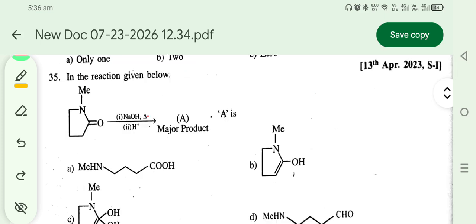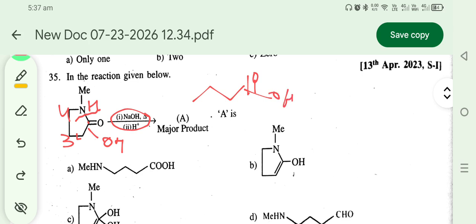The amide on basic hydrolysis, breakage of the amide bond takes place, and finally this part is added by an OH group and this part is added by hydrogen. Total 1, 2, 3, 4, 4 carbons are there. Of the 4 carbons, the first carbon is acid and at the fourth position there is an amine group. Hence option A is correct. 1, 2, 3, 4 carbons with 4 carbons amine. First part is acid.